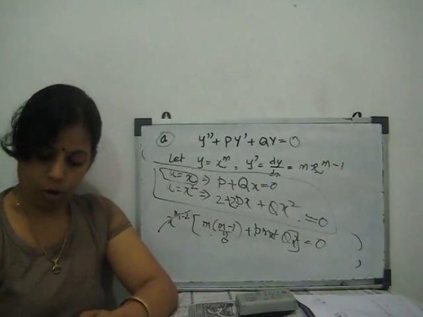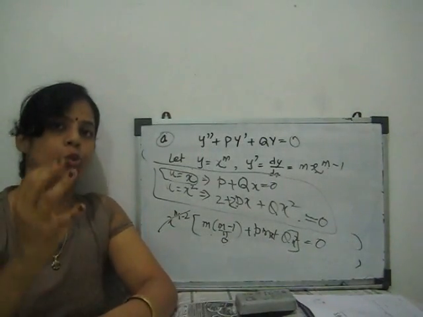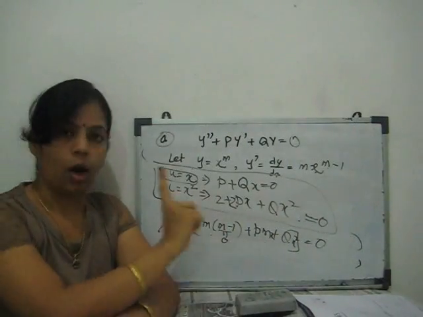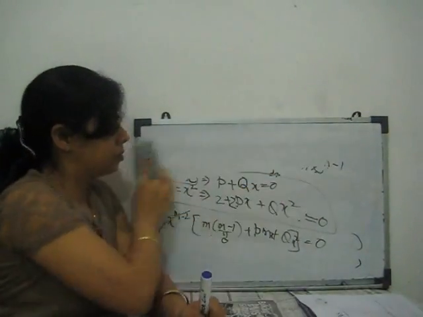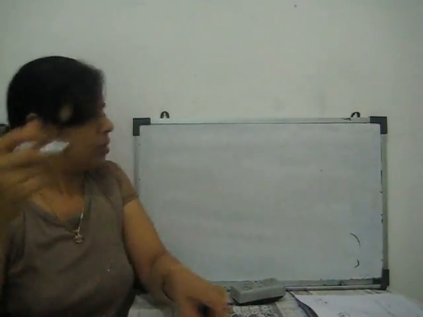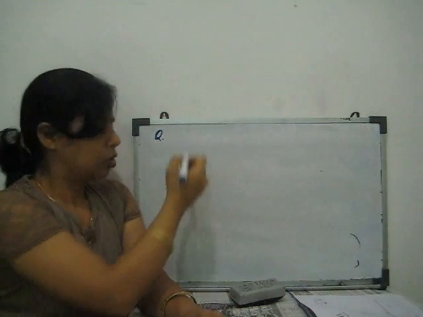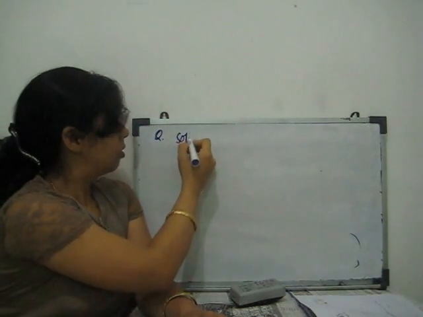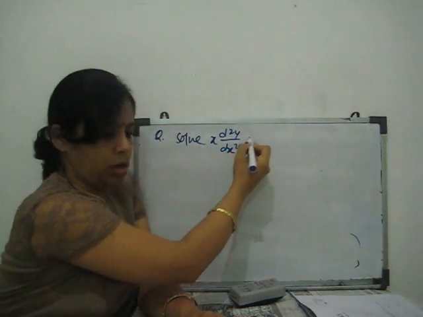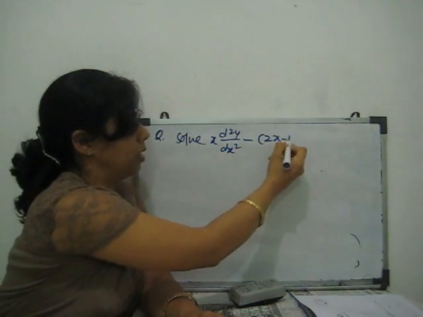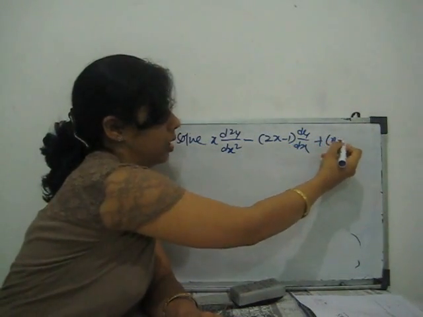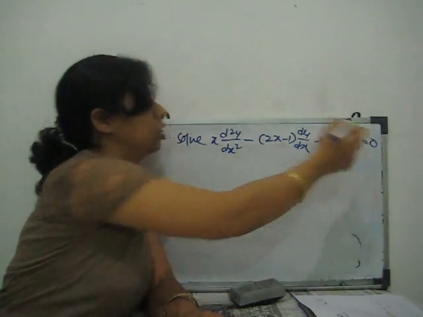So now we go and solve some examples, so you better understand how to solve these types of second order linear equations. Now I'll go for the example. First one, solve x d2y by dx square minus 2x minus 1 dy by dx plus x minus 1 y equal to 0.